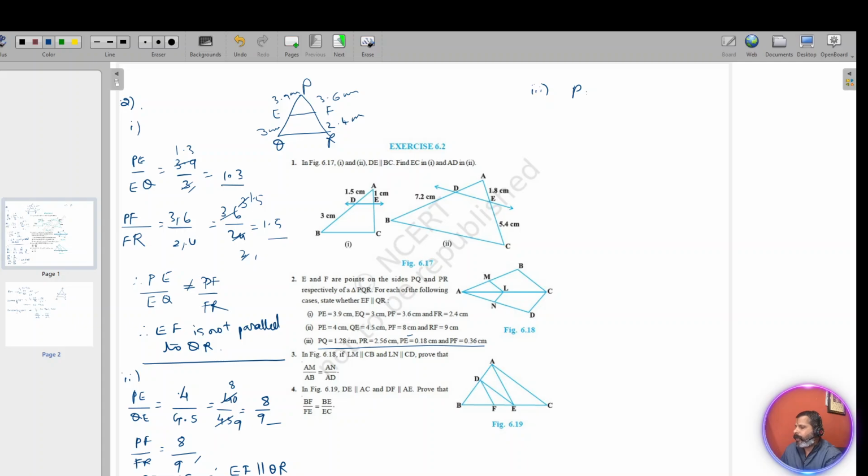So what we want to write is PE by PQ. You find PE is 0.18 centimeter. Sorry, we'll remove the centimeter. Just substitute the values. PQ is how much? 1.28. The decimal places are the same, so you can cancel them. It will become 18 by 128. 18 ones are 18.